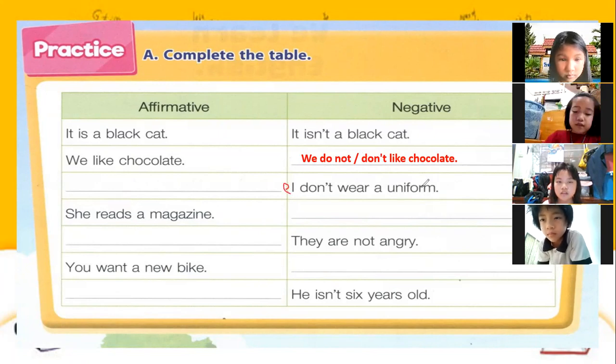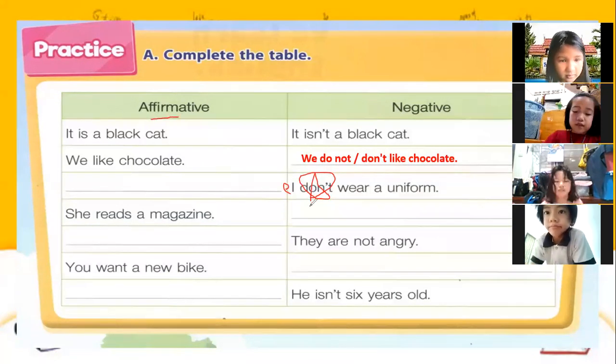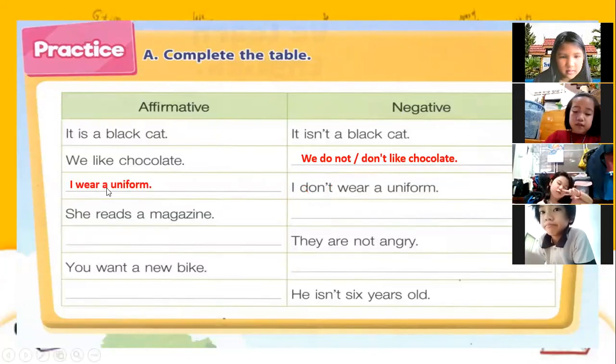I don't wear a uniform. It's a negative sentence. So what will be the affirmative sentence? What you have to do? Just remove this one. What will be the sentence? I wear a uniform. I don't wear a uniform is negative. We are making affirmative. So we remove "don't." So the sentence will be I wear a uniform.